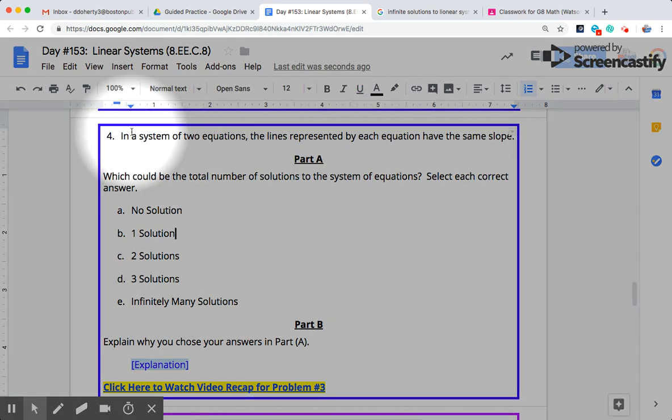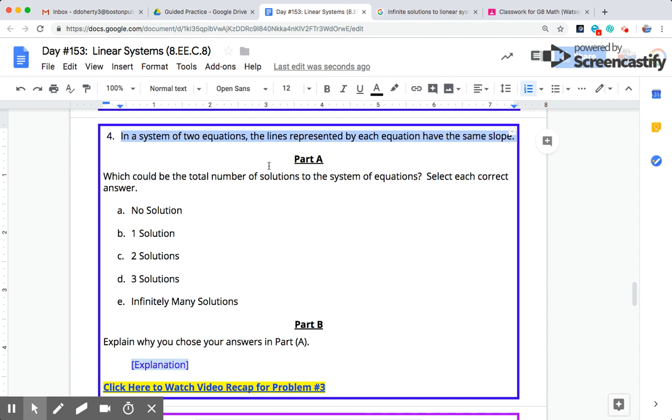Practice problem number 4 tells us in a system of two equations, the lines represented by each equation have the same slope. That's the only information they give us. No equations, no graphs, but we do know the key thing. The lines for both equations have the same slope. So I'd really be focusing on this idea of same slope for both of them. So that's the one key thing we know about this linear system.